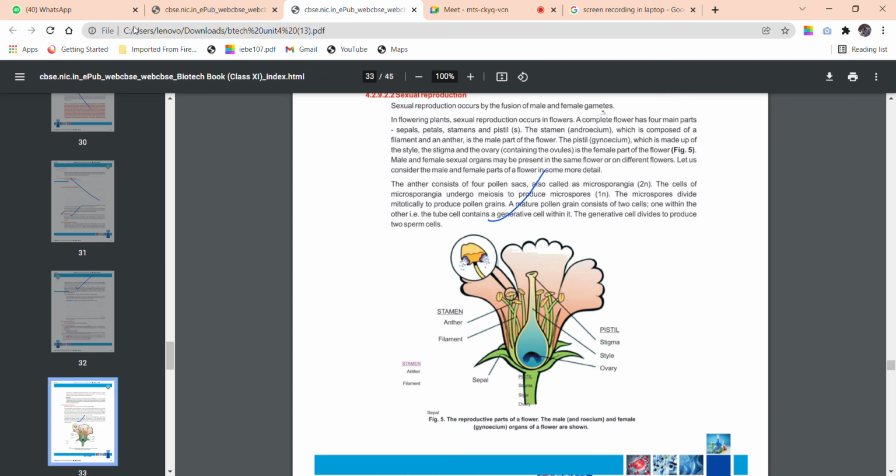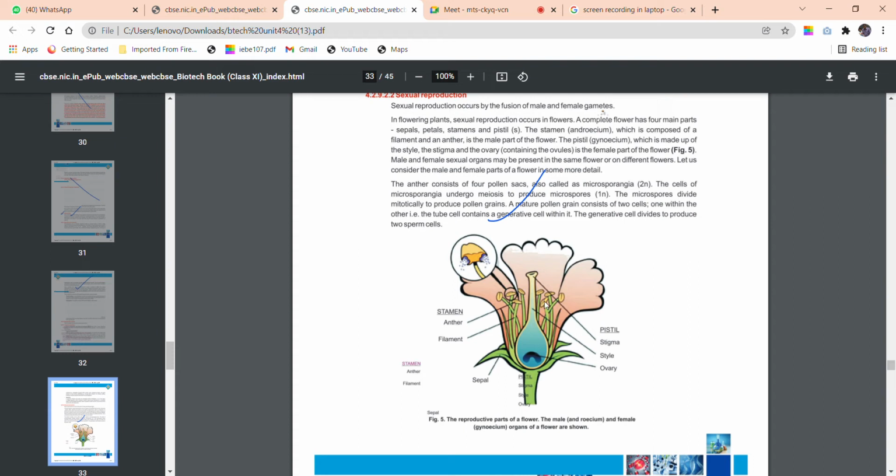Hello children, today I am going to discuss different parts of flowers. You know, a flower has mainly four parts. Two are essential parts and two are accessory parts. Accessory means not essential.